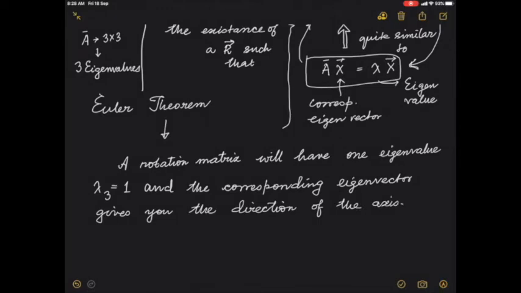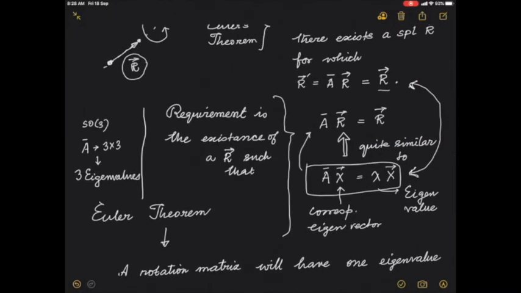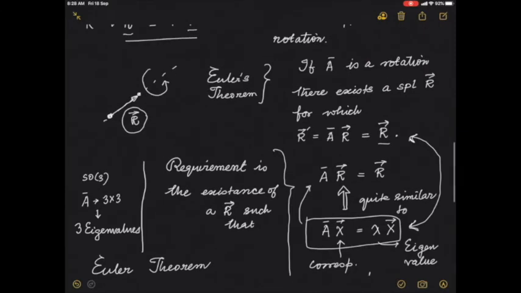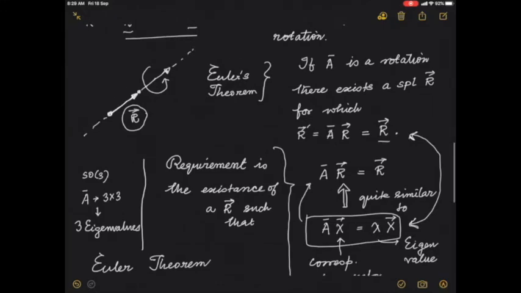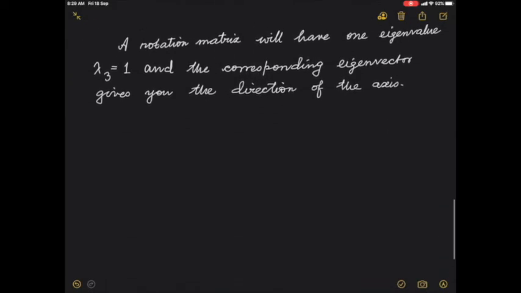Of the axis, rather. We'll see that it's the direction of rotation also, but for the time being, it's the direction of the axis, or defines the axis. And an eigenvector, you know that if you multiply it by 2, it's still the eigenvector. That is all right, because if this is my r, if I multiply it by 2, it still remains on the axis. So the corresponding eigenvector gives you the direction of the axis. Okay, very nice.